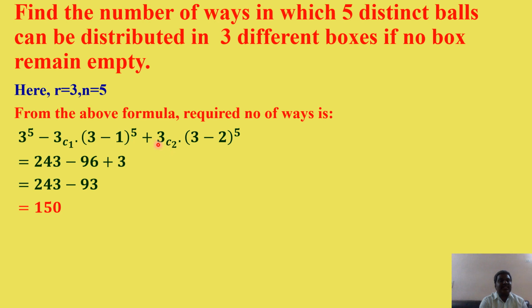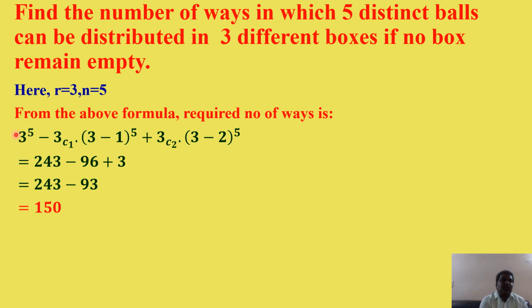Keep 2 boxes empty. This can be done in 3C2 ways. We have one box ready to take the balls. This can be done in 1^5 ways. Am I correct or not? This is 3^5, all the possibilities. The first ball may go in 3 ways, the second ball may go in 3 ways, to 3 different boxes. That is why 3^5 ways.